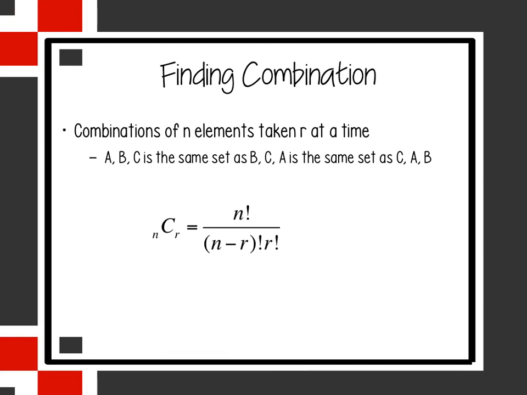So the N is the number of objects that would be in your entire set. The R is how many you're taking at a time. And then you just plug it into N factorial over N minus R factorial times R factorial. I'm actually going to go back.